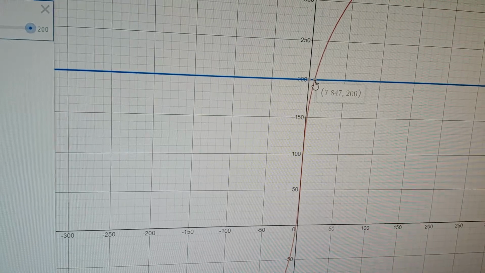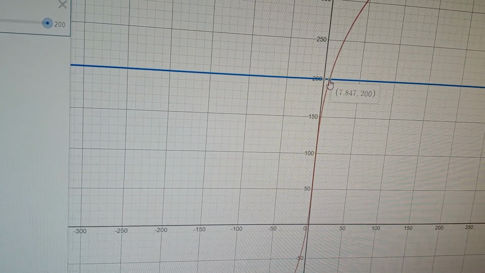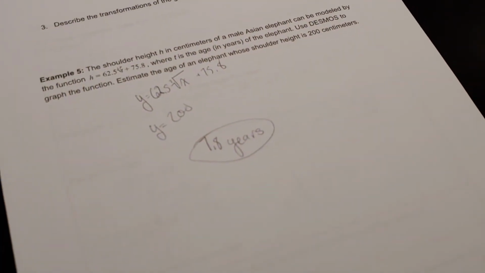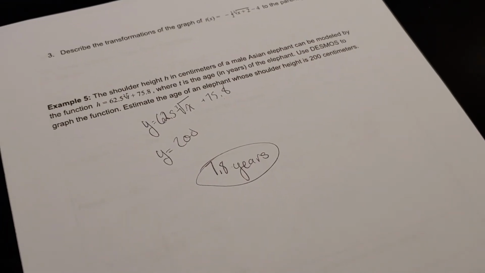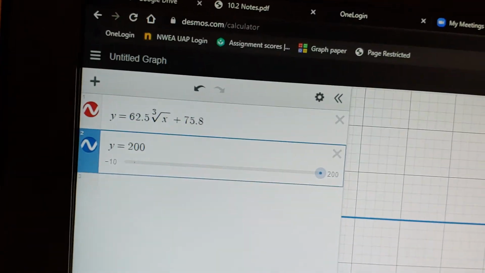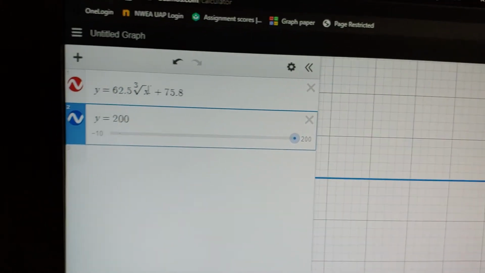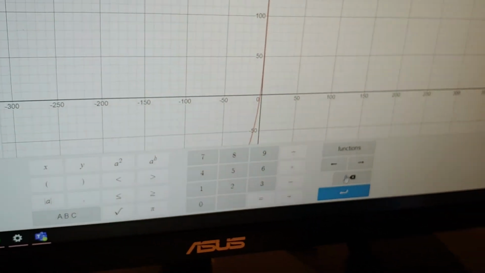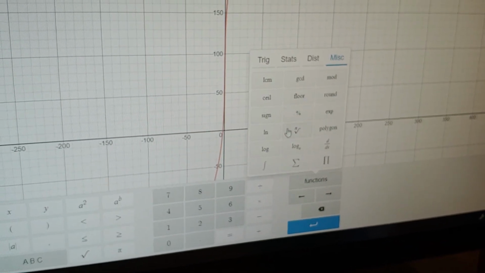So 7.8 years. And that's it. That is our answer. If you're confused as to how to find this cube root, you go down to your keyboard, and then you go to functions, and then you go to miscellaneous, and it's right there.